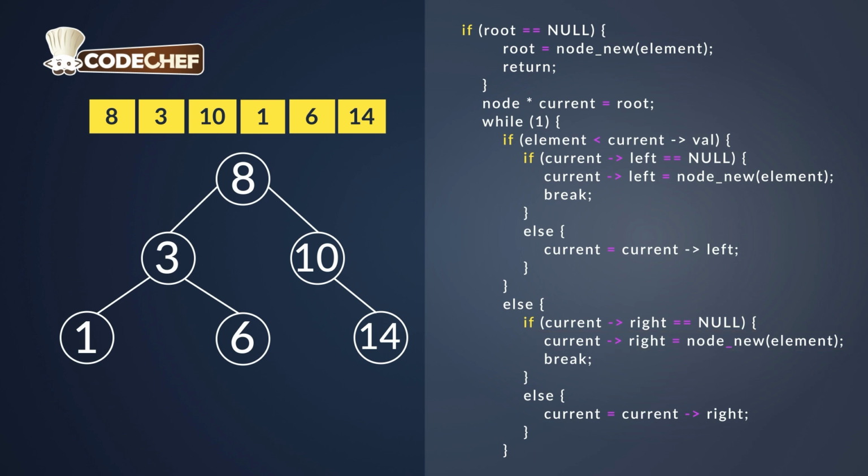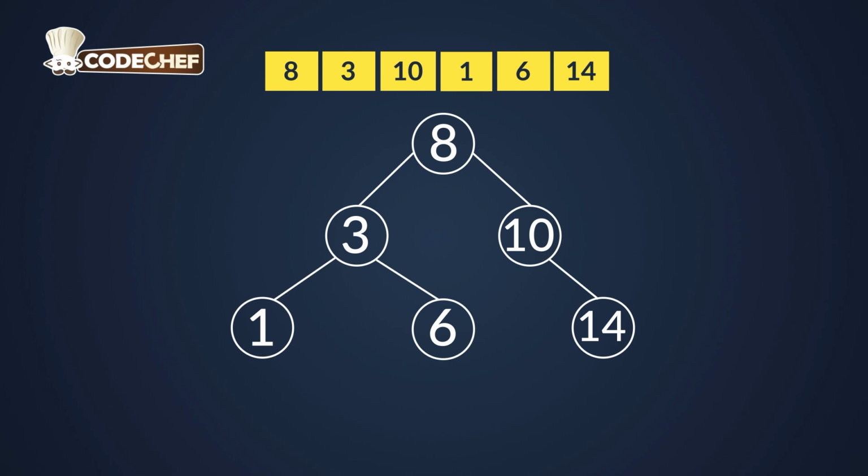And there we have it. Our binary search tree is complete. The code follows a simple logic. Traverse left or right until we find an empty spot, then insert the new value. Understanding BST insertion is essential for efficient searching and sorting.